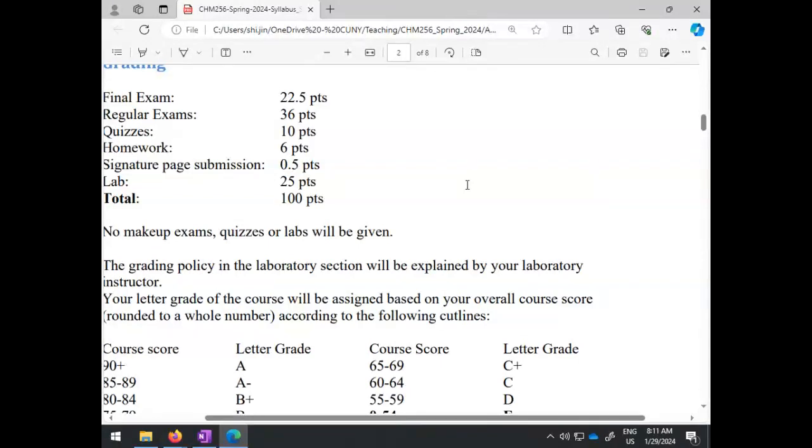Then regular exams: we can have five of them, and the better ones will be counted, totaling 36 points. And the quizzes: every day we can have one, and collectively they count 10 points, but usually you will have a chance to earn at least 12 points. For the homework, there are 12 chapters in total, so each chapter is worth half a point, together 6 points. Basically, you do it, you get it.